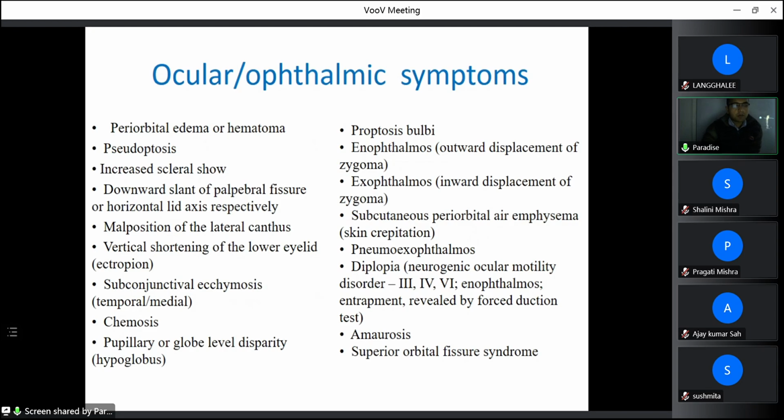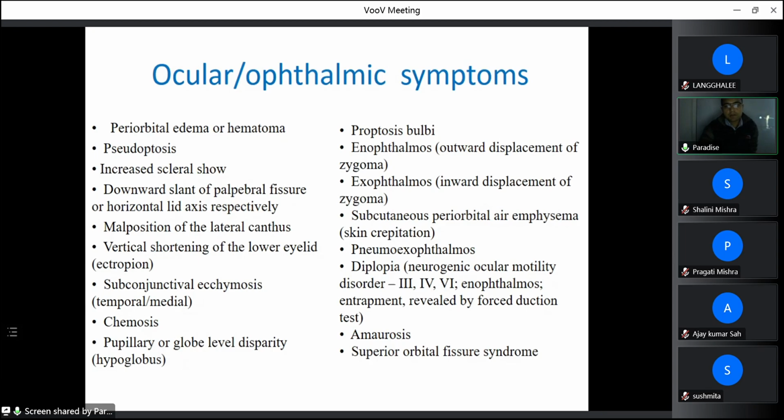Pupillary or globe level disparity is known as hypoglobus, where the globe of the eye is displaced inferiorly. There may be proptosis bulbi, enophthalmos, and outward displacement of the zygoma. Due to outward displacement of the zygoma, the eyeball is displaced posteriorly, inwardly, and this is known as enophthalmos. In contrast, if the eyeball is displaced anteriorly, anterior to its normal position, it is known as exophthalmos.